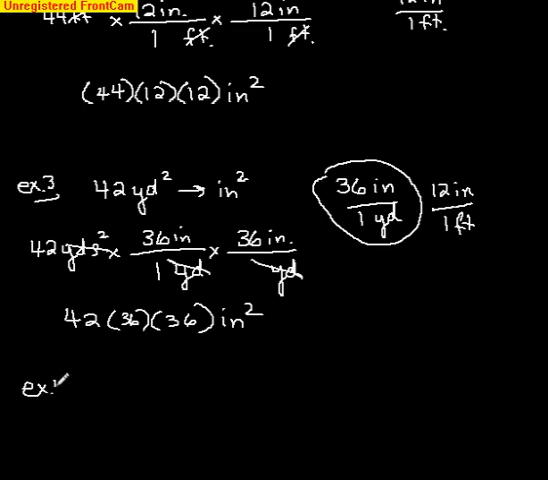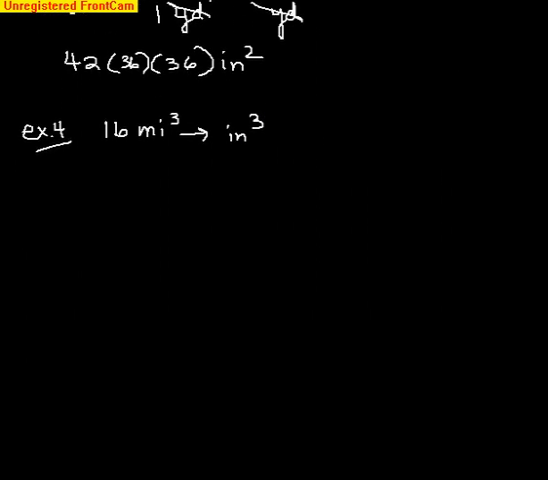Okay, let's look at one more. Try to keep this fast for you. This one is use unit multipliers to convert 16 cubic miles to cubic inches. Oops, inches cubed. So here we go. So we have our 16 miles cubed, and to get rid of it, we're going to need 3 fractions with miles in the bottom. We are going into inches.